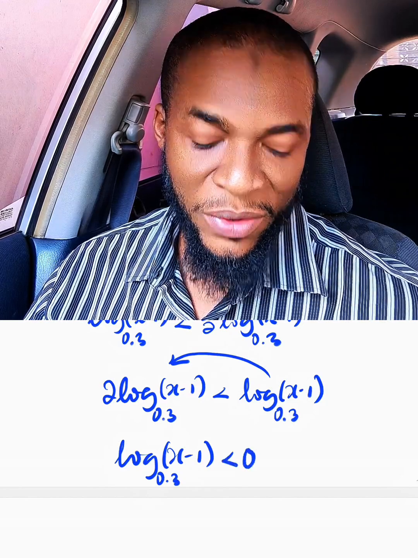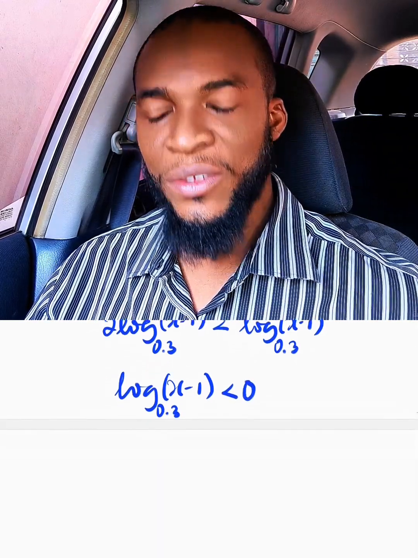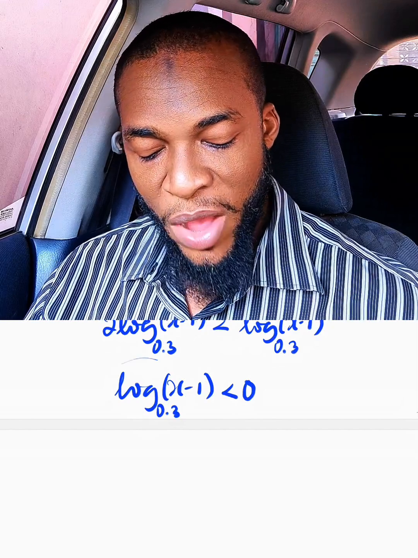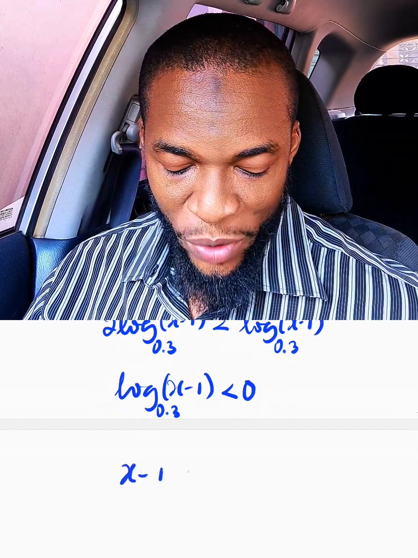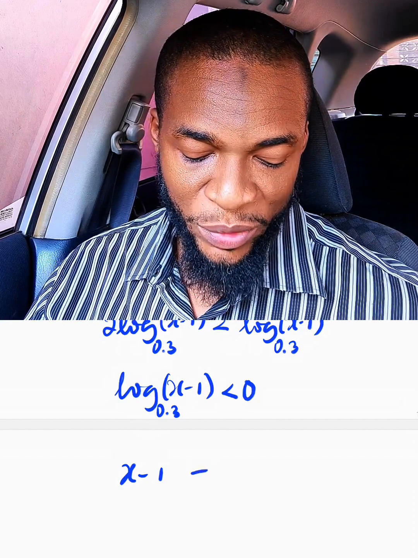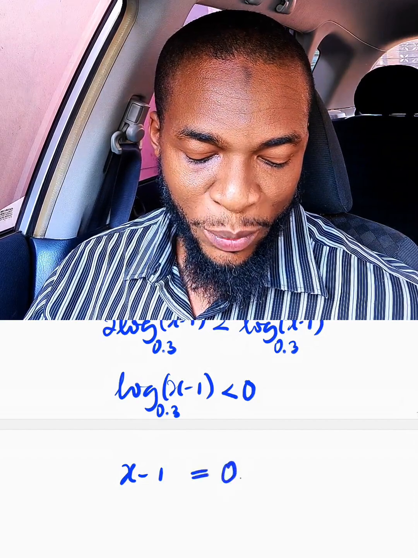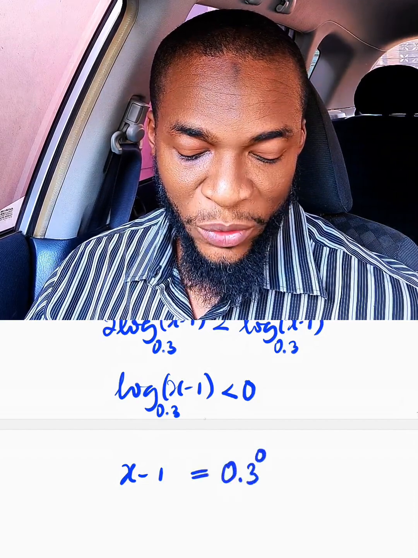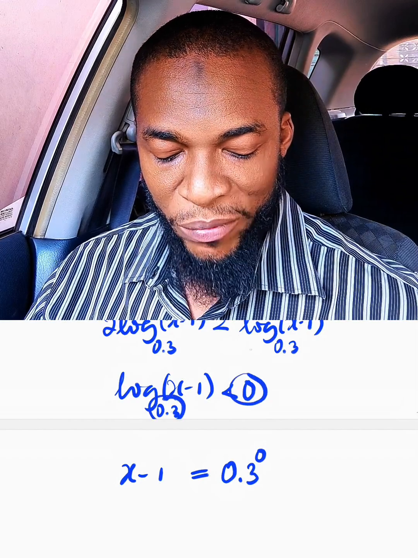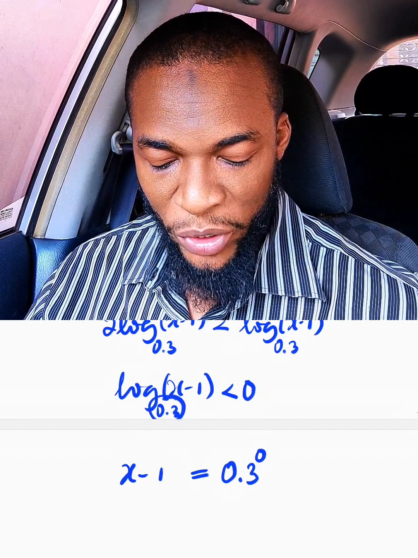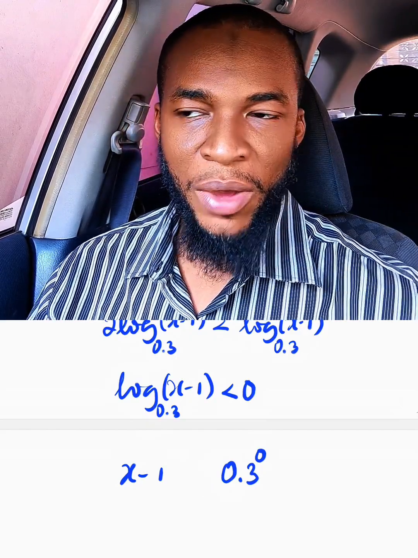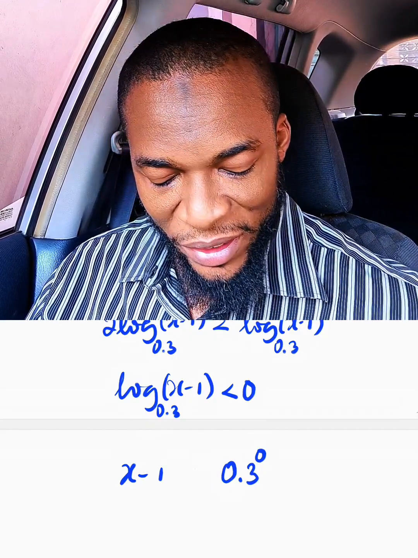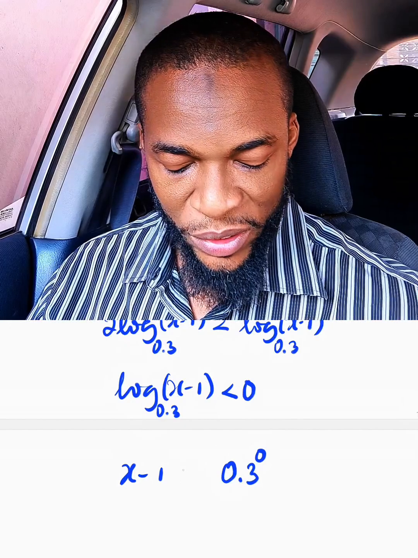less than 0. But another thing you should remember, if you have an inequality like this, x minus 1, if it is an equation, it will be equal to what? 0.3 to the power of 0, right? This base to the power of this will be the argument. But remember that this is not an equation. It has to be inequality. So is it going to be less than? No, it is going to be greater than.